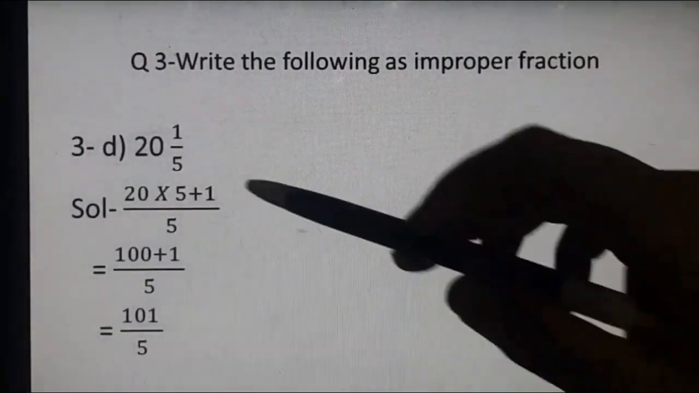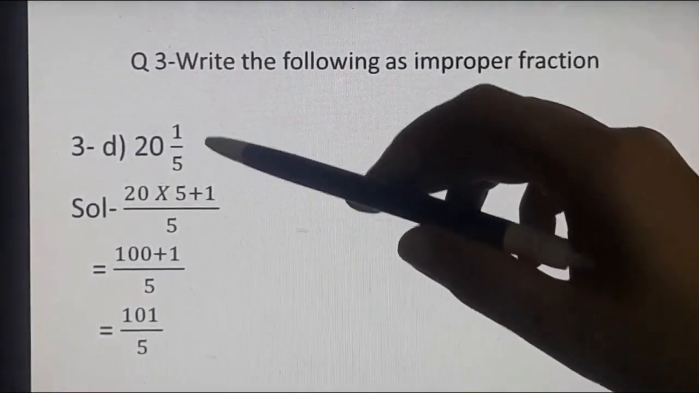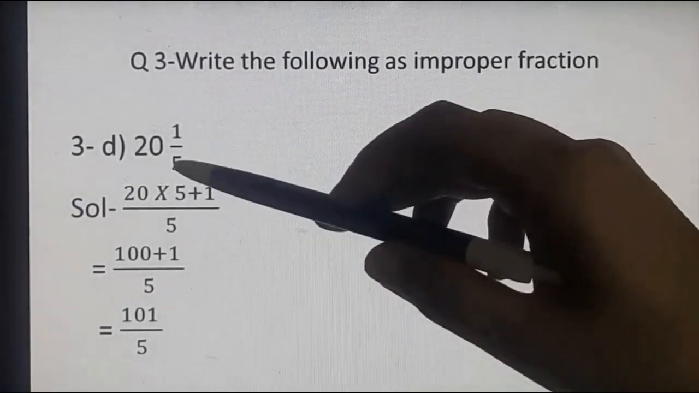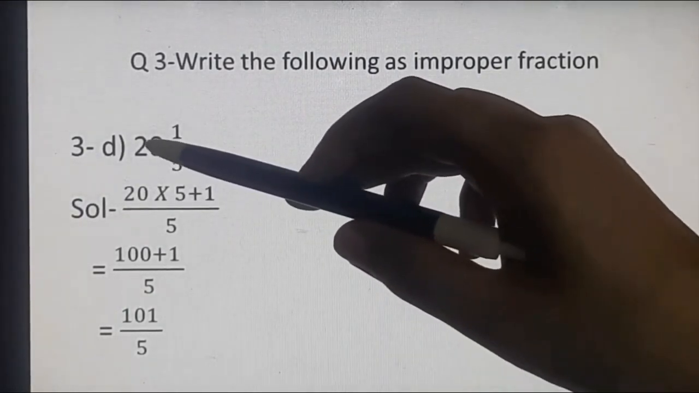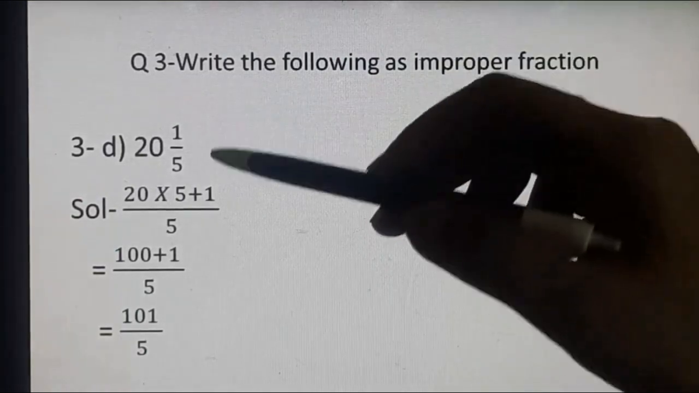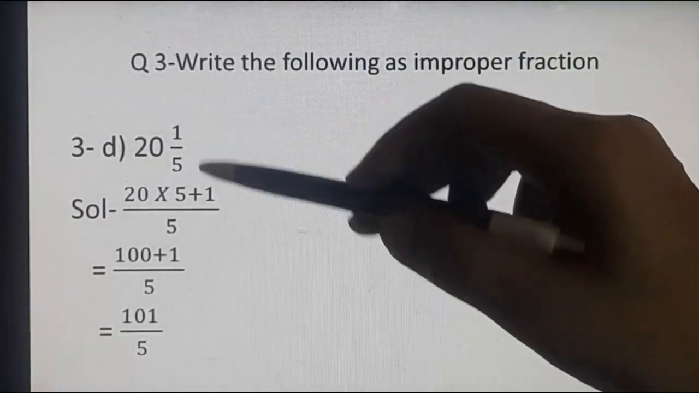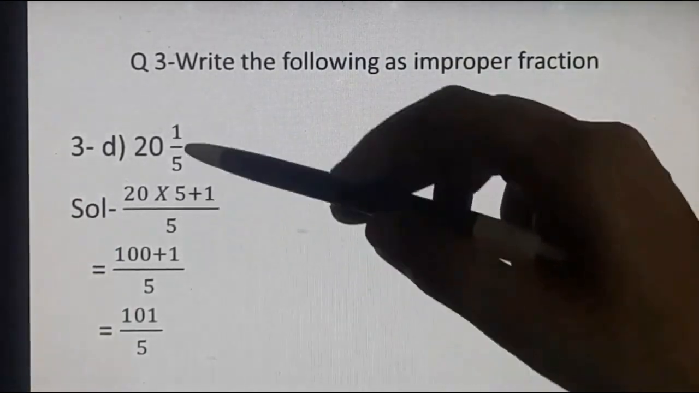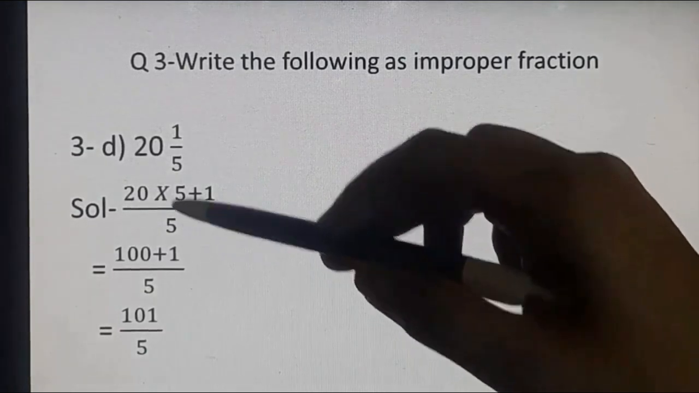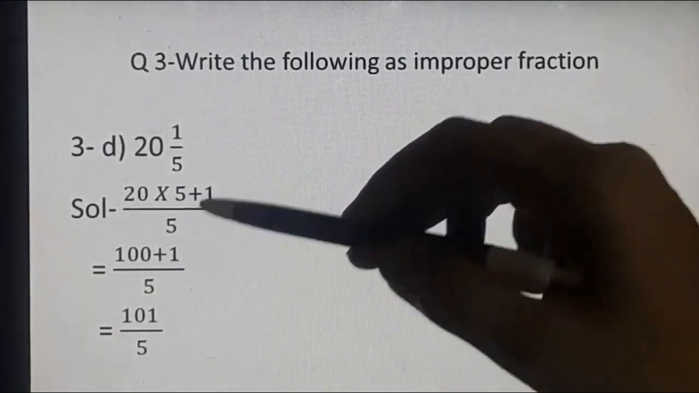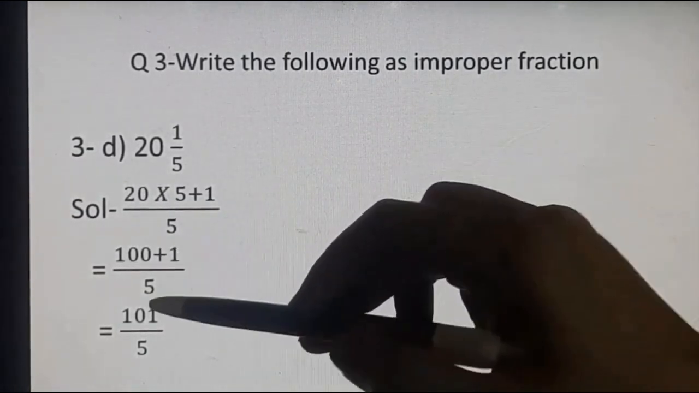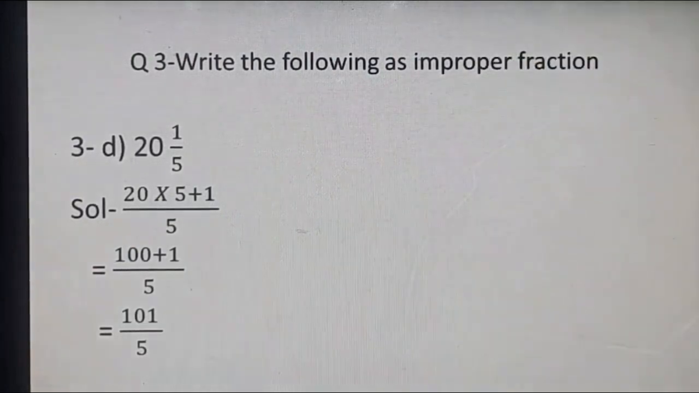Next is our D part. 20 whole 1/5. 5 into 20, or we can say 20 into 5 plus 1. The numerator is 1 upon 5. 20 5s are 100, plus 1, 101. 101/5 is your answer.